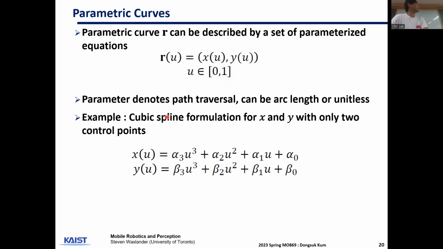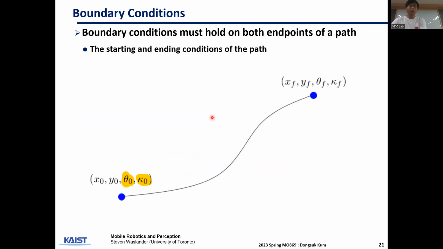An example of a parametric curve is the cubic spline, formulated using cubic equations. For a parametric curve, you generally require boundary conditions for smoothness and to find the equation of the parametric curve. So usually you use the starting and ending conditions of the path. Here, x, y, theta, and curvature kappa.